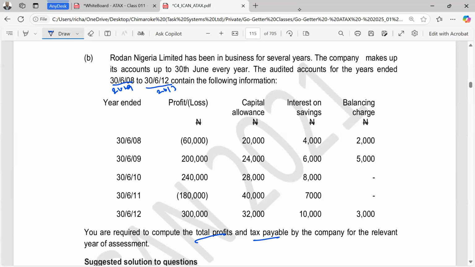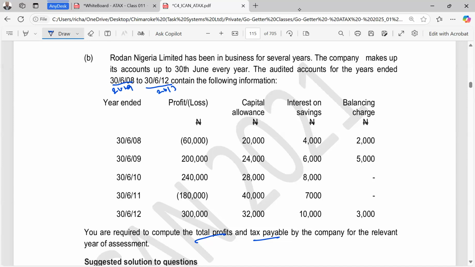So here we have profit and loss. We have our capital allowance. We have interest on savings. Then we have balancing charge. So how do we do this? Now, profit or loss, this is a loss. Interest on savings is a revenue, right? And I said before, loss before capital allowance.